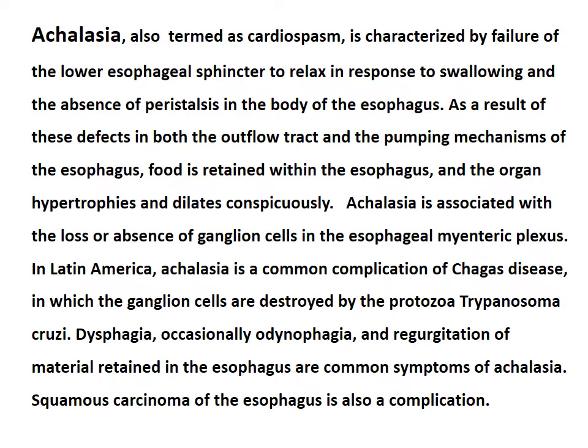Achalasia is a disease related to the motor function of the esophagus. Achalasia is sometimes called cardiospasm, not the heart but in the esophagus. It is characterized by failure of the lower esophageal sphincter to relax in response to swallowing, and the absence of peristalsis in the body of the esophagus. The esophagus does not move, and the sphincter stays closed, it does not dilate when the food passes. As a result of these defects in both the outflow tract and the pumping mechanism of the esophagus, food is retained within the esophagus, and the organ hypertrophies and dilates conspicuously.